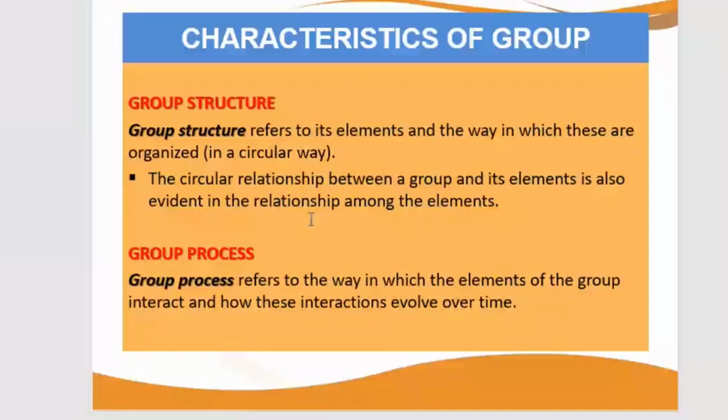Then the group process. Group process refers to the way in which the elements of the group interact and how this interaction evolves over time. Then, the attributes of a human group. What makes up a group? We have group structure, membership, group norms, group cohesion, and so on.